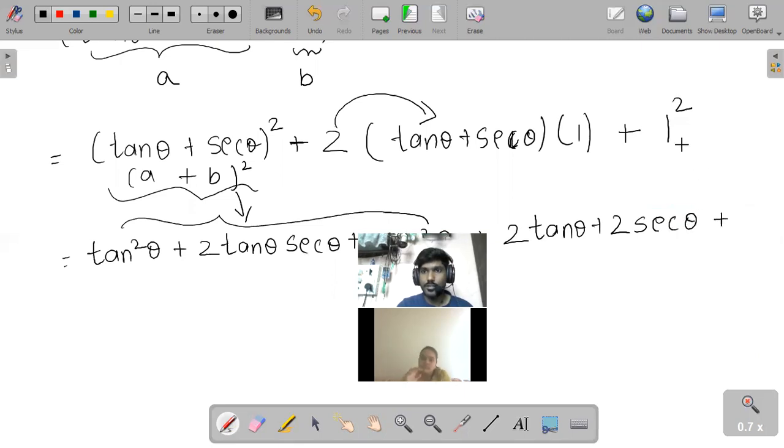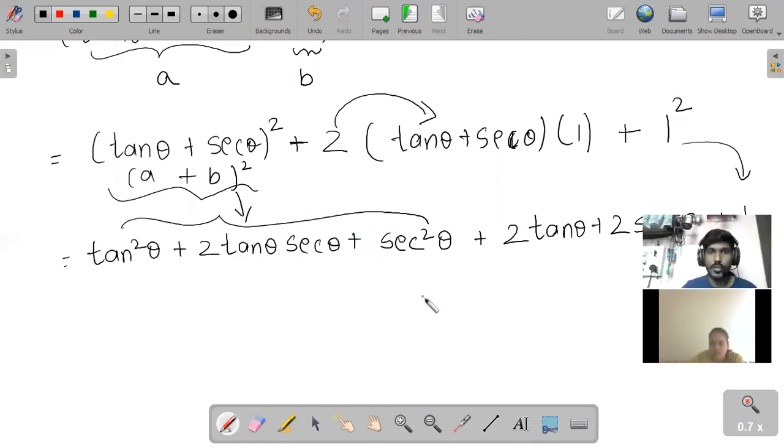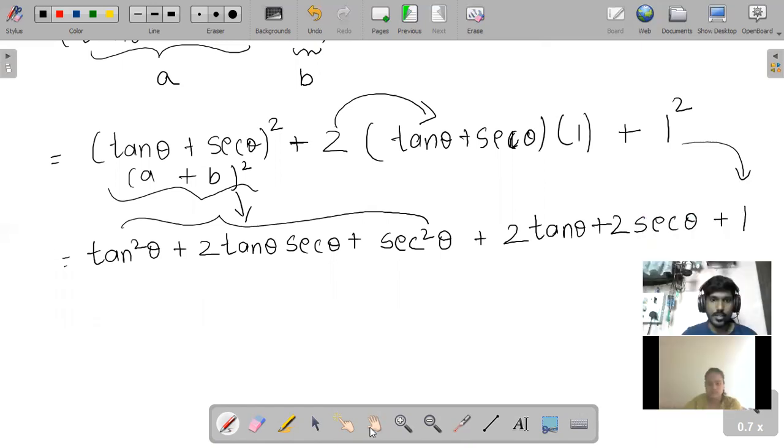And this 1 square, can't it be 1 square? It will not be square. It will be 2 tan theta plus 2 sec theta, yes, you're multiplying the 2 inside the bracket. So 2 into tan theta, 2 tan theta, plus 2 into sec theta, 2 sec theta. Is this step clear? Yes, I hope no confusions. Okay.